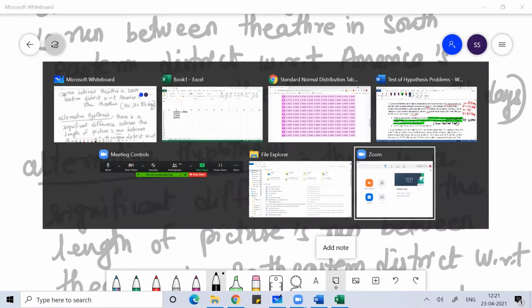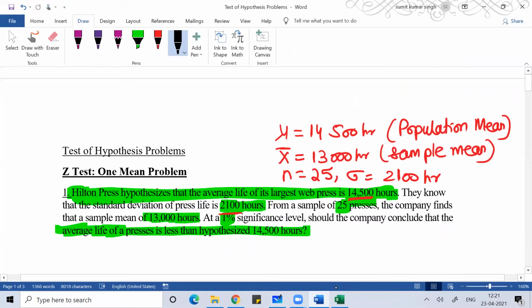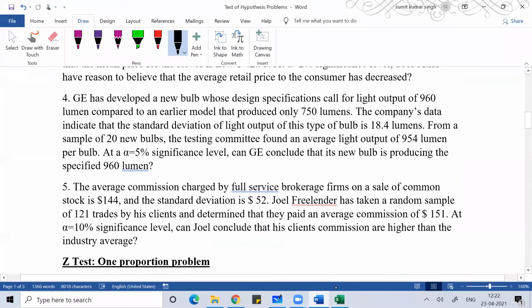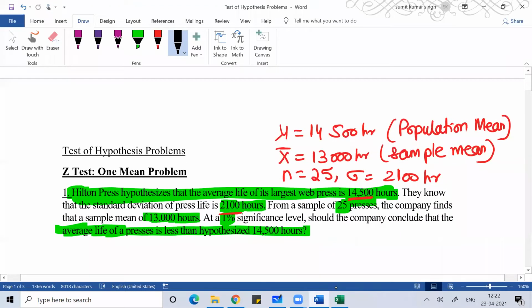Anyone, any doubt, any question you want to ask me? I'll forward you this worksheet. For the one mean Z problem, you have around 5 problems. It's your wish: whenever you want, you can solve these problems to understand this topic in a much better way.